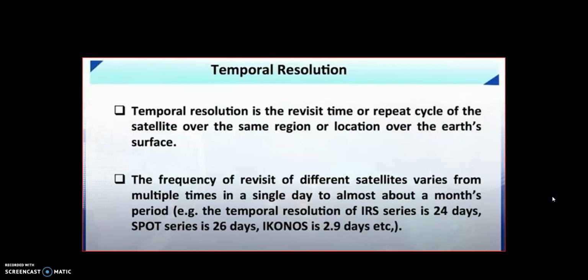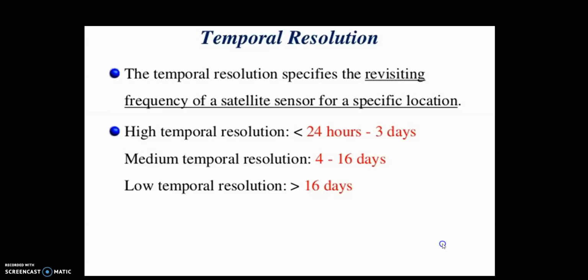The next is temporal resolution. What do you mean by temporal resolution? It is the time taken by the satellite to come back to the same location which it has passed. So that is called the temporal resolution. Each satellite has its own temporal resolution. For example, IRS, the Indian Remote Sensing Satellites, have 24 days, the SPOT series has 26 days, and IKONOS has 2.9 days.